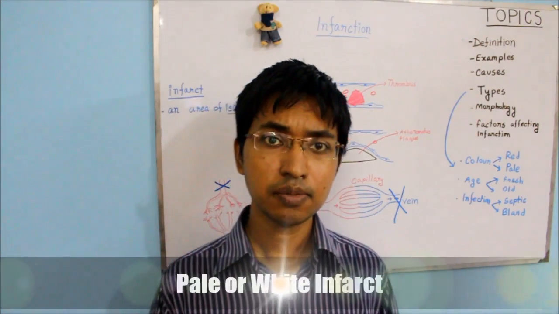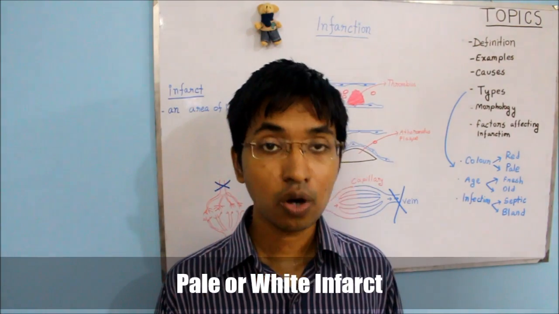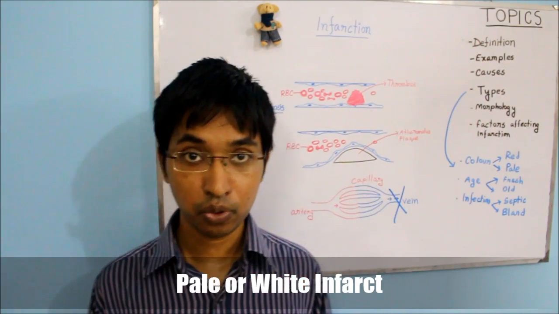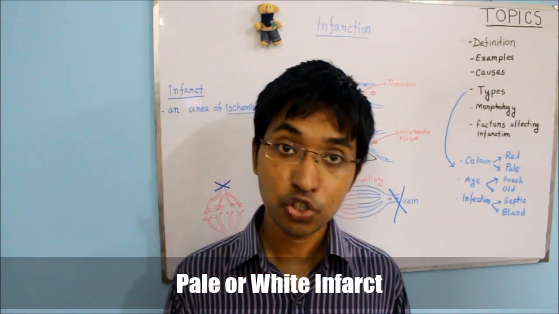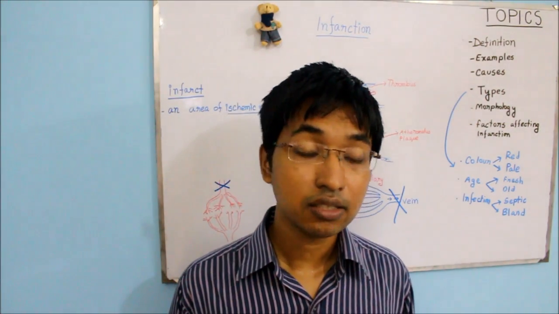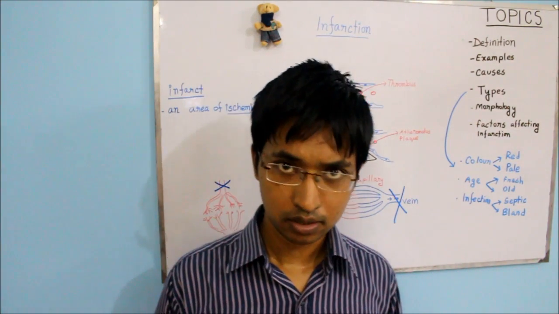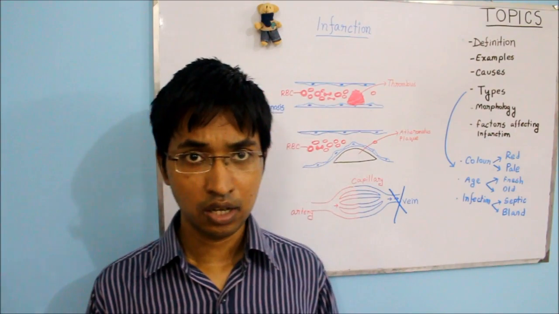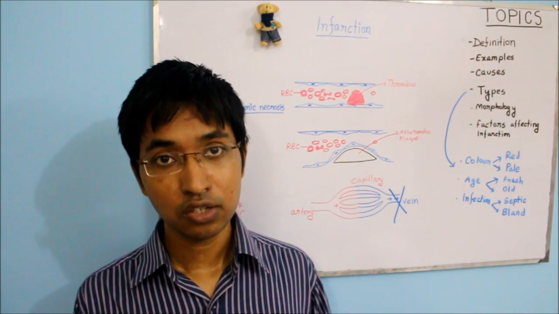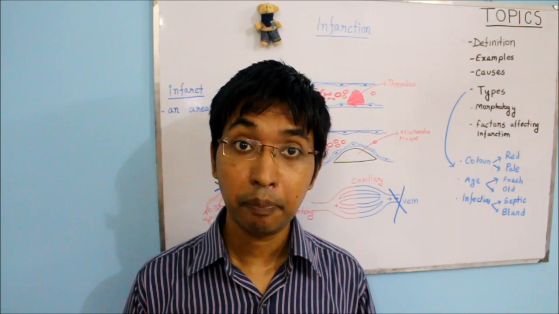And this pale or white infarct usually occurs in solid organs that have end arterial circulation. Say for example, it can happen after arterial occlusion in the heart, in the kidney, and in the spleen. And the idea behind white infarct is that in these solid organs, since the tissue is dense, it prevents seepage of blood from the surrounding capillary bed to the site of infarction. Therefore, the infarction remains pale in color.